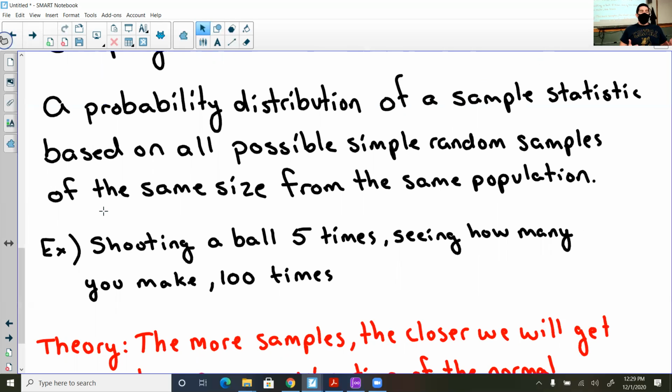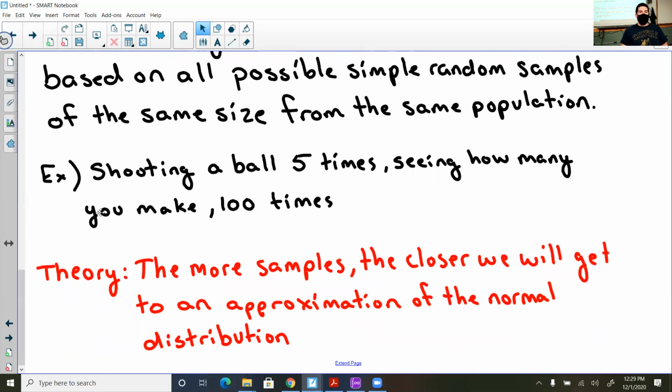Your sample size for that experiment will be 5, and then you would do it 100 times. So they're all the same sample size of 5 shots. You're doing it 100 times, and it's drawing from the population of whenever you pick up a ball and you were to shoot it, what's the probability or how many times should you expect to score out of 5 shots?